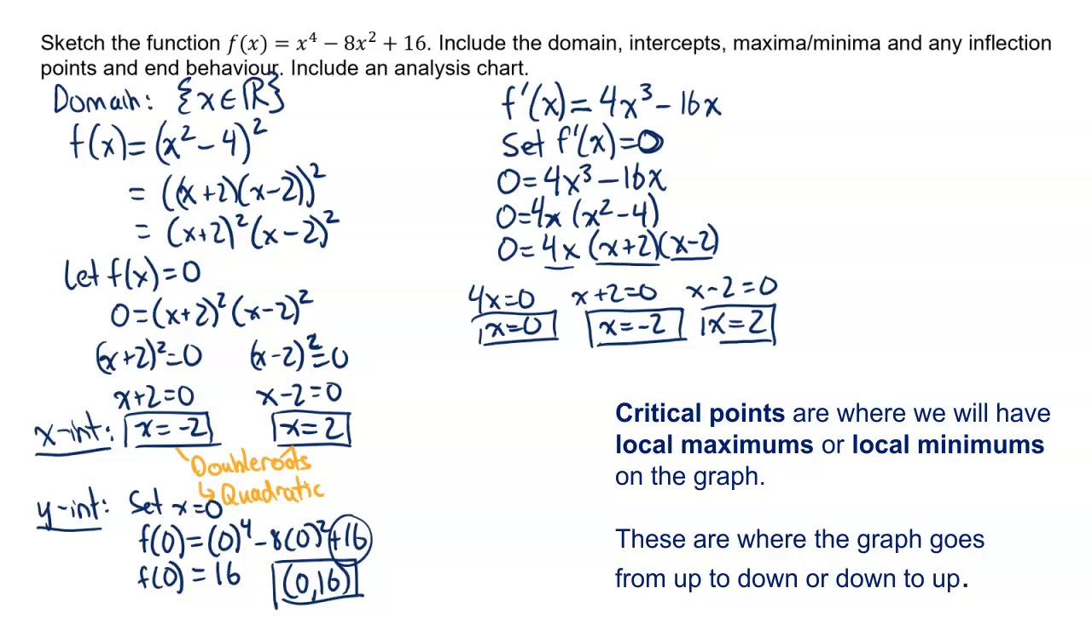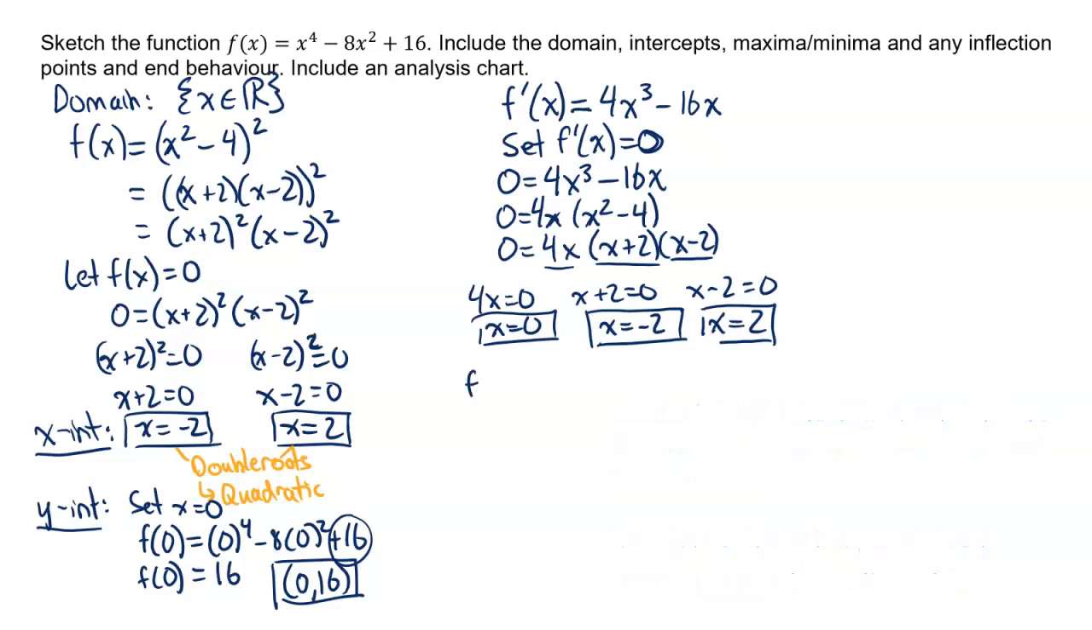So what we can do now is sub those into the original equation. So f of 0, when we sub 0 in, we get 16. We already know what that is. F of negative 2, when we sub that in, we end up getting a value of 0. And when we sub f of 2 in, we get a value of 0 as well. Now, I didn't actually have to sub those in because those were points I already had from earlier in the question. And so that gives me my critical points.